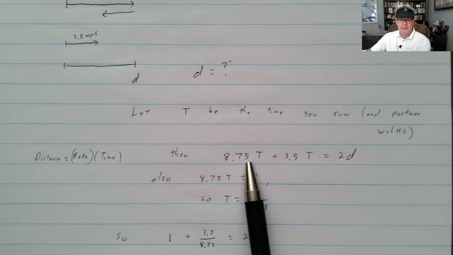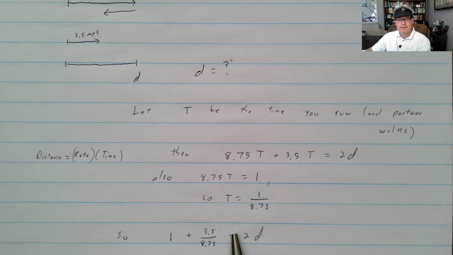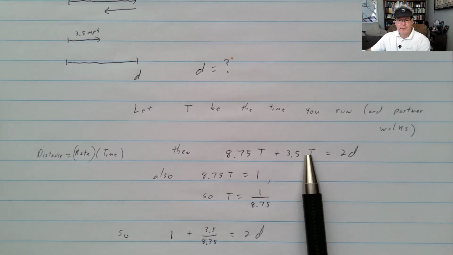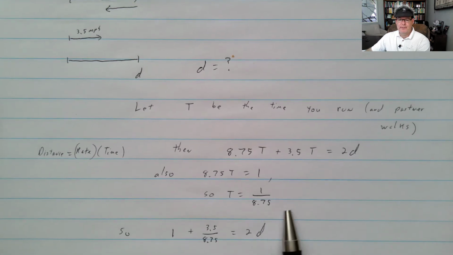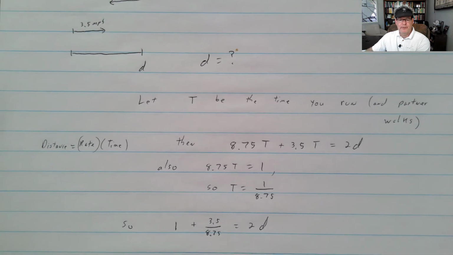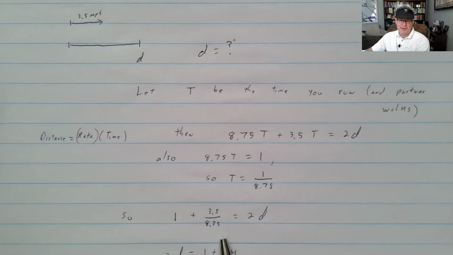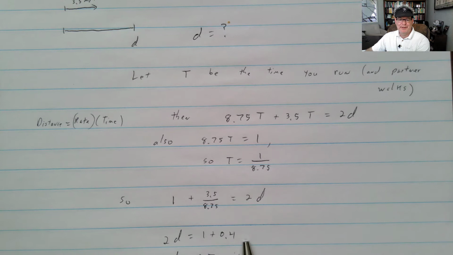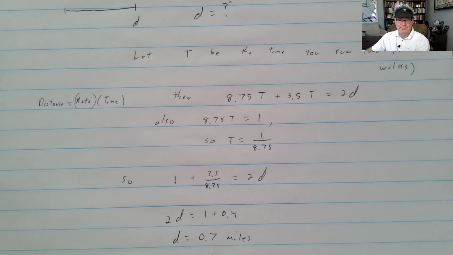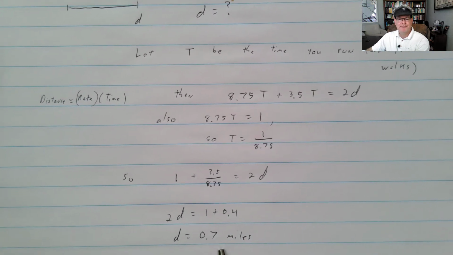So right here, again, this will be the 1 mile. And if I put the T, 1 over 8.75 in right here, then I get this equation. I picked numbers so that it came out to a nice decimal there. So that'll be 1 plus 0.4 if you do that fraction. That's 2D, so D is 0.7 miles. So that's that.